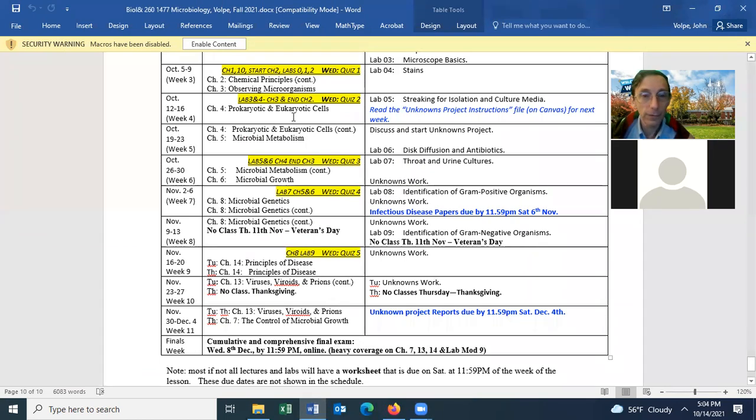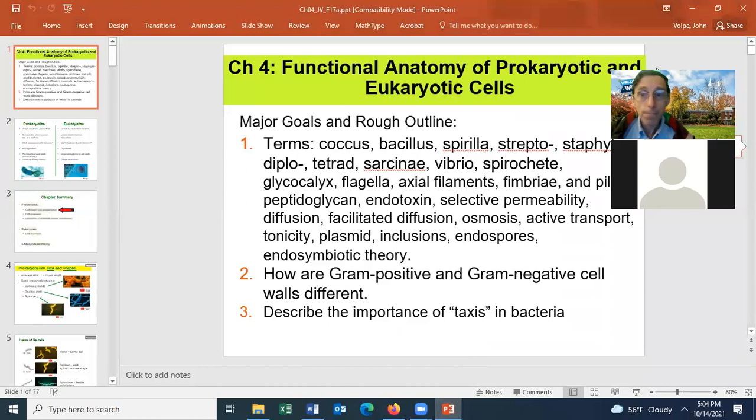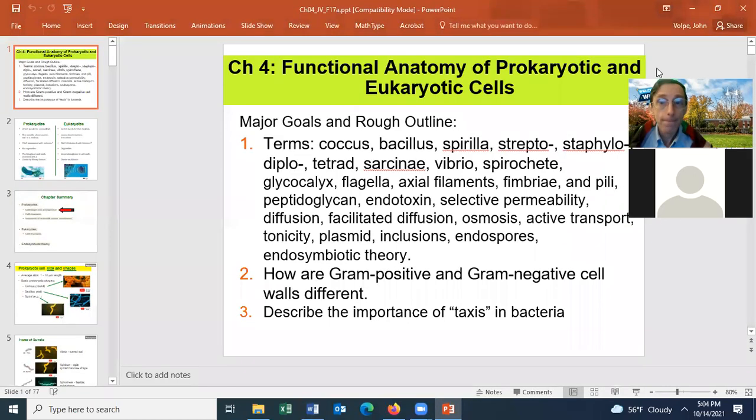I've got this scheduled for a week and a half. We probably won't need a week and a half, in which case we'll start chapter 5 a little early. All right. Oh, come on.